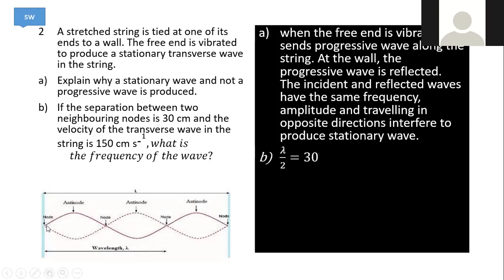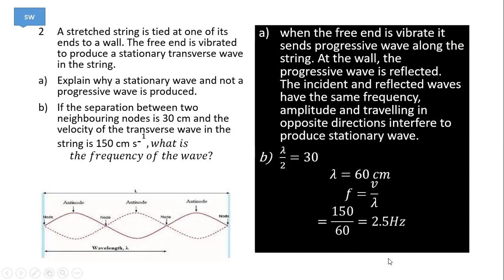You look at one side. This is the symbol for this graph, which represents a standing wave. Look at one side. There's one whole wavelength. So between node and node is half a wavelength. So lambda is 60 cm. And after that, frequency is speed over lambda. Put in your value, 150 cm per second. Lambda is 60 cm. If you use cm, then cm and cm will cancel. So it's 2.5 hertz.